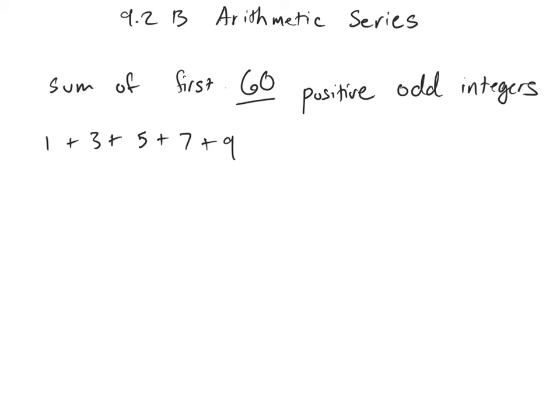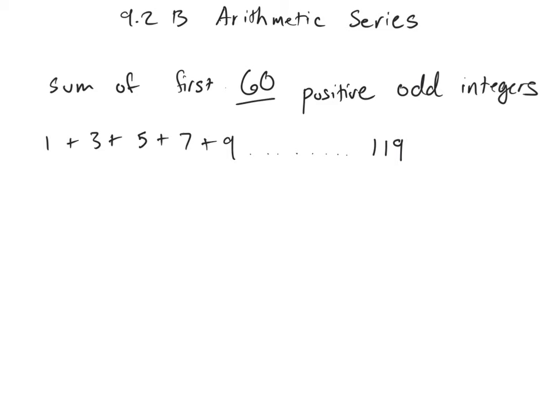But then if you think about 60, within the first 1 through 10, we have 5 odd integers. So to get all the way up to 60, our sequence goes not to 120, but close to 120, because 120 would be the 60th even number. So it'd be one less. The last one would be 119.